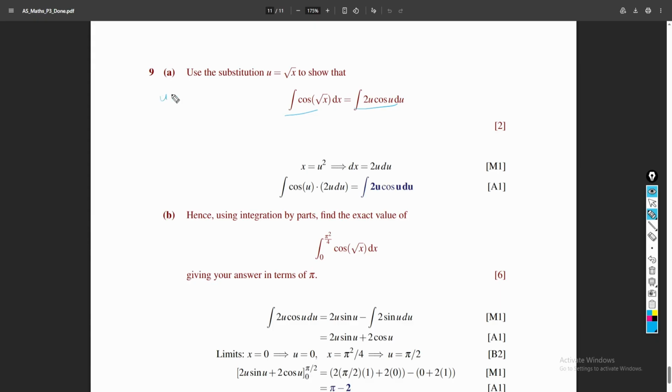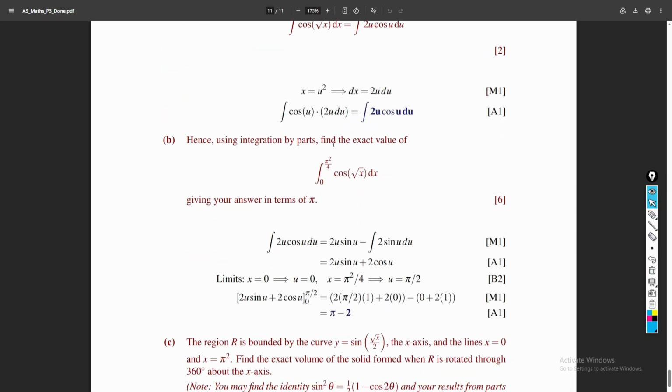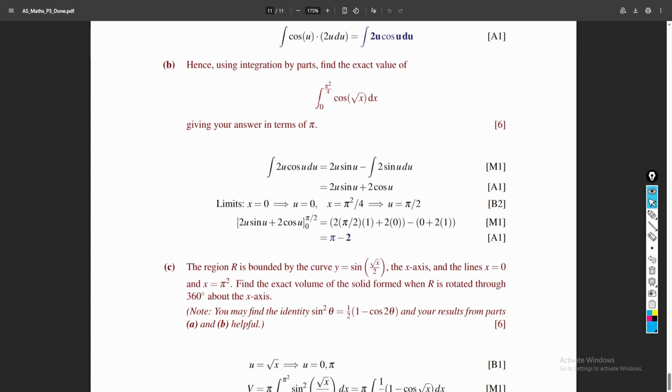So the substitution is u equals root x. We make x the subject, so x equals u squared, and then we find dx by differentiating: dx by du is equal to 2u, so dx is equal to 2u du. So that's what we got here, and then we substitute everything. We substitute root x by u, and the dx by this, and then rearranging we get this. So that's it. Hence, using integration by parts, find the exact value of this.